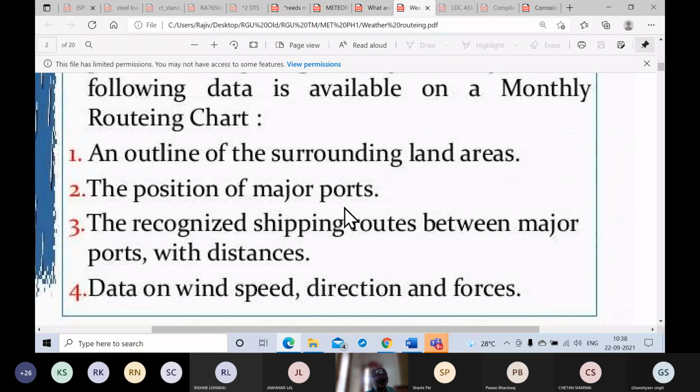And then, along with it, you will have data on wind speed, direction, and force, in short, wind roses. That will help you to see what best route can be followed with wind and direction favorable, or if not favorable, at least minimum effect.